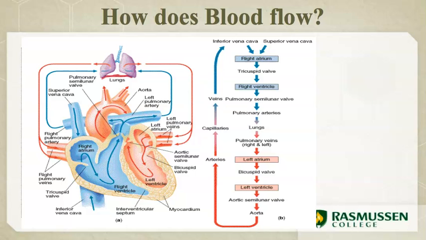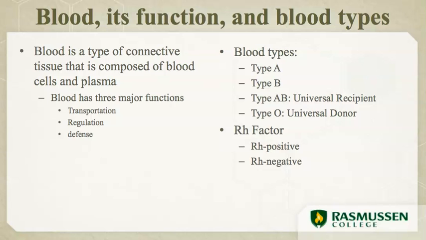So now that we know how blood flows through the body, we need to discuss blood itself, its functions, and the different blood types. Blood is a type of connective tissue that is composed of blood cells, or the formed elements of blood, and plasma, which is the liquid portion of blood. The average adult has approximately 5 liters of blood within their body, and there are 3 main types of blood cells. We have erythrocytes, or red blood cells, leukocytes, or white blood cells, and thrombocytes, which are platelets.